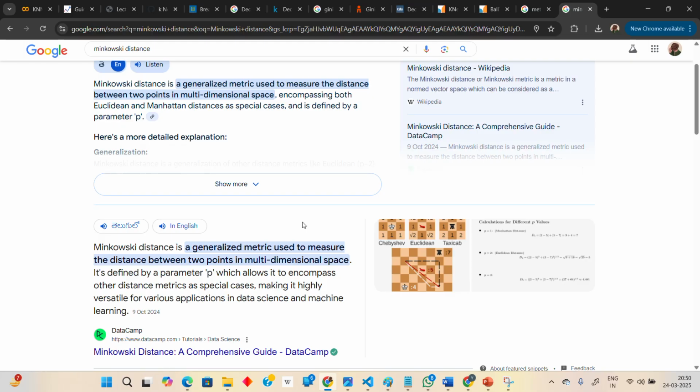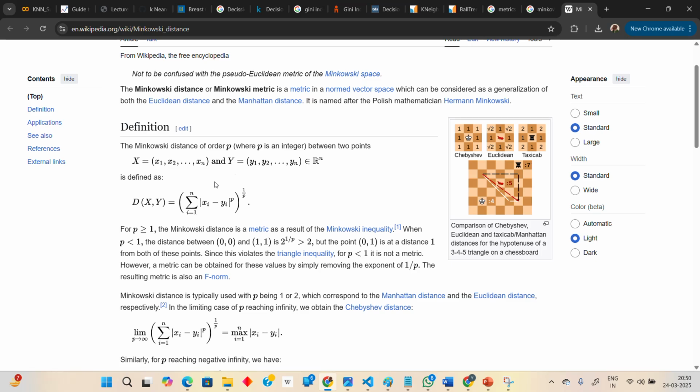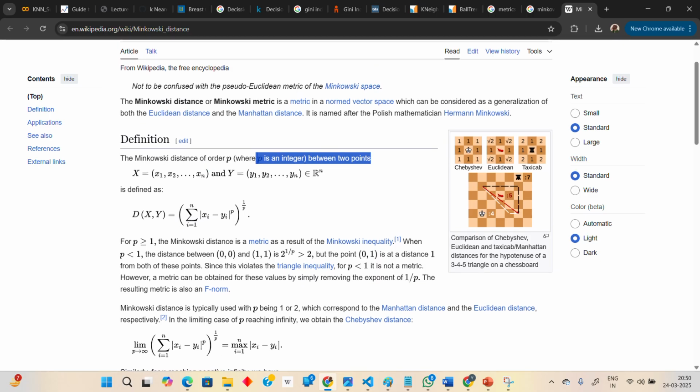If you observe the Minkowski formulation on Wikipedia, it is really easy to understand. Here you can see this formula: summation i equal to 1 to n, modulus of xi minus yi, mod power p, whole power 1 by p. So this is the formula.